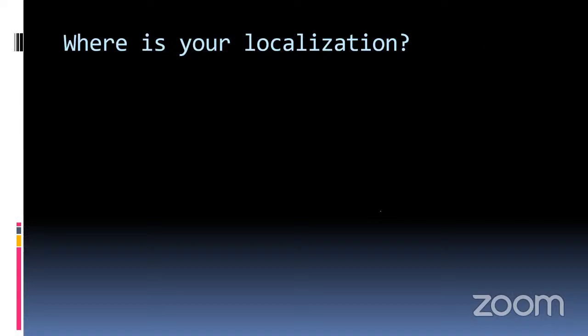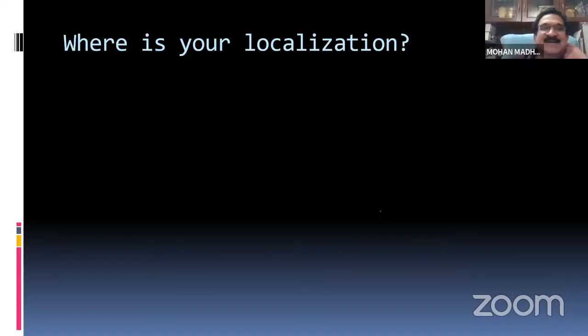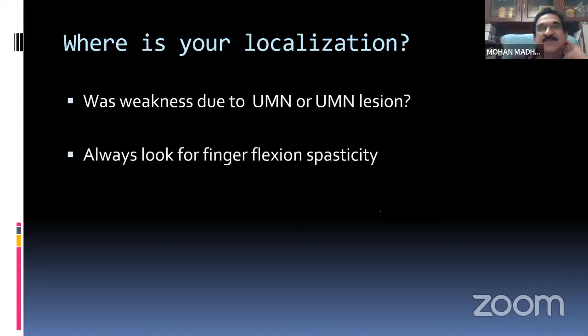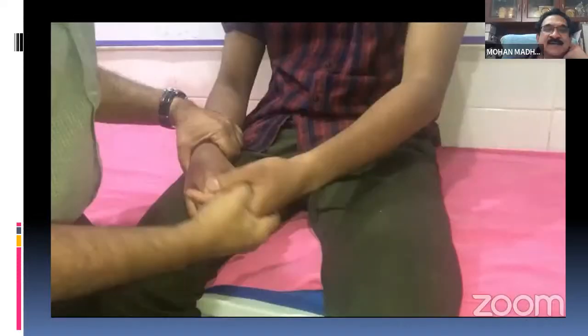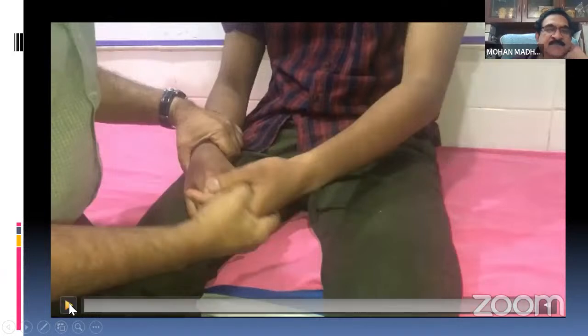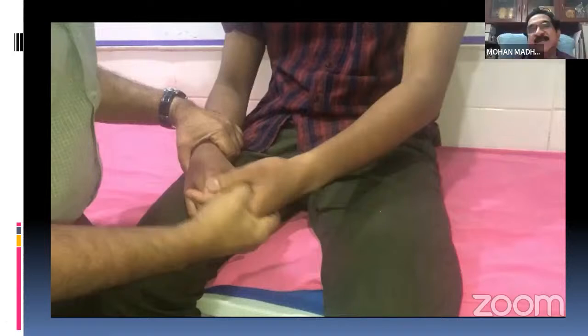Sir, check for the dexterity, sir. Dexterity was checked, sir. So dexterity is the one which you have to look for, but I did not do that because already I got a finger. Always, very often we do not look for fingers. We stop with the pronator drift.